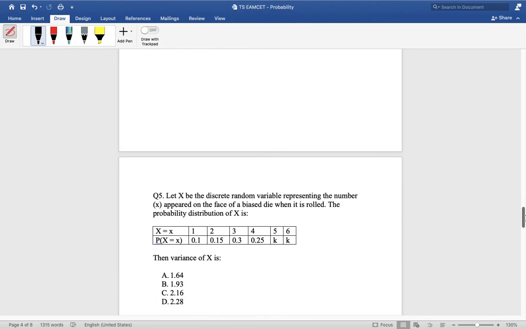So the next question, question 5, it's very simple, very straightforward problem again. Doesn't require too much brain. Let x be a discrete random variable representing the number x appeared on the face of a biased die when it is rolled.